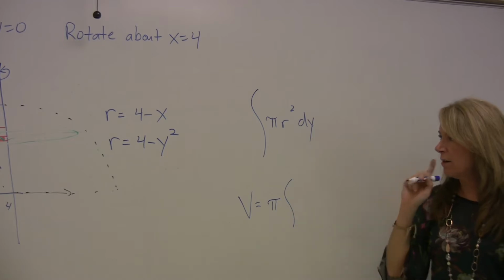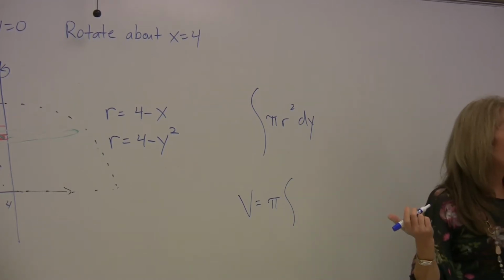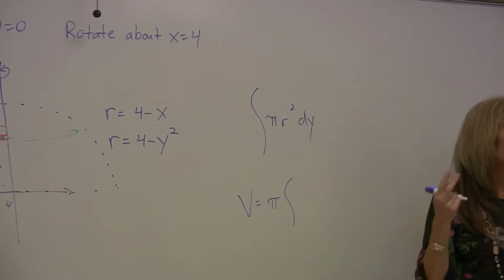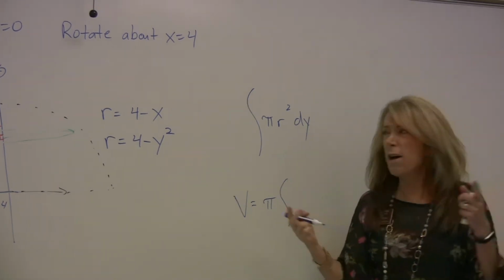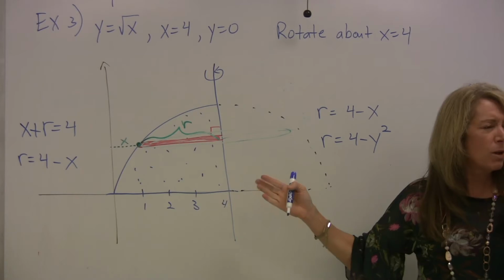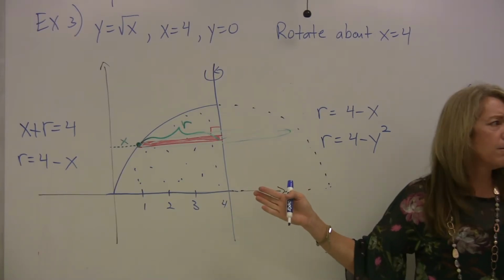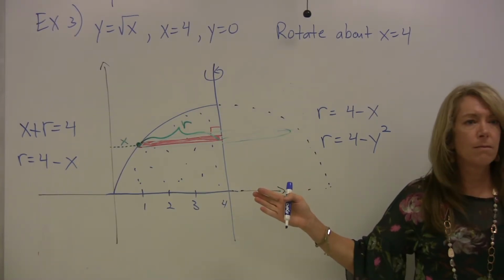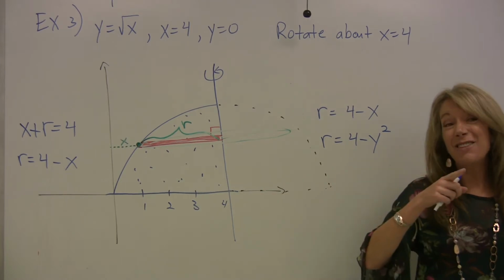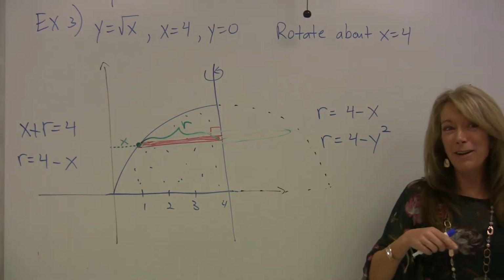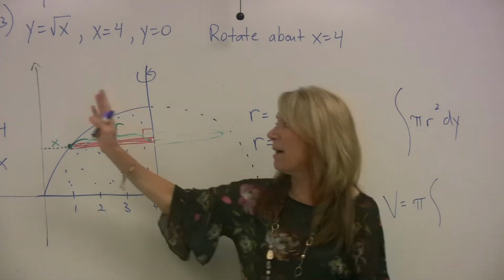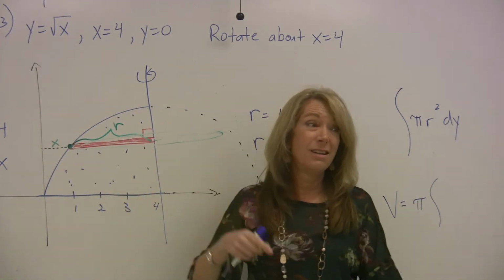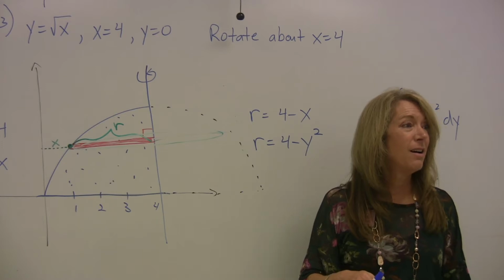Another question before I go any further. How did I know there was only one r instead of two? Because there was no hole. How can I tell there's no hole? Because there's only one function. That's not always the case, though. Sometimes there might be only one function and there still could be a hole, depending on where you're rotating. If I was rotating about the y-axis, there would have been a hole.